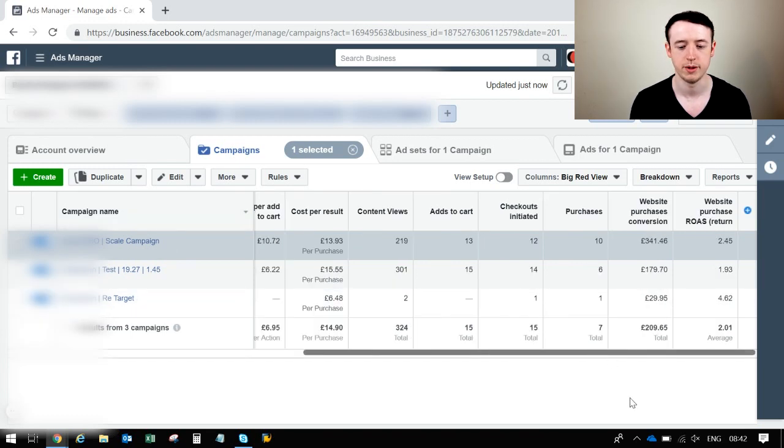If we just have a look at what the ROAS was on here, as you can see, for the last 2 days that I was running this, I duplicated my winning ad sets into my super CBO, and I got a 2.45 ROAS on it on that day. Overall, it was a 2 ROAS for the full day, including the test and the retarget. And again, this was a break even of 1.45.